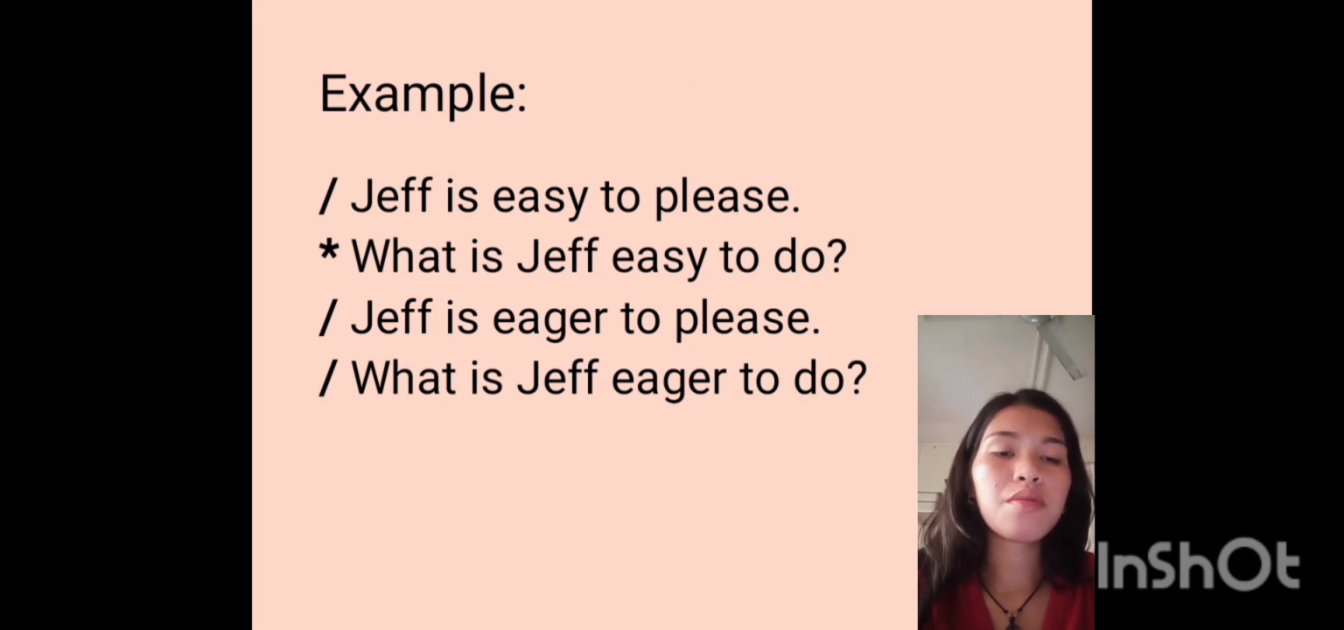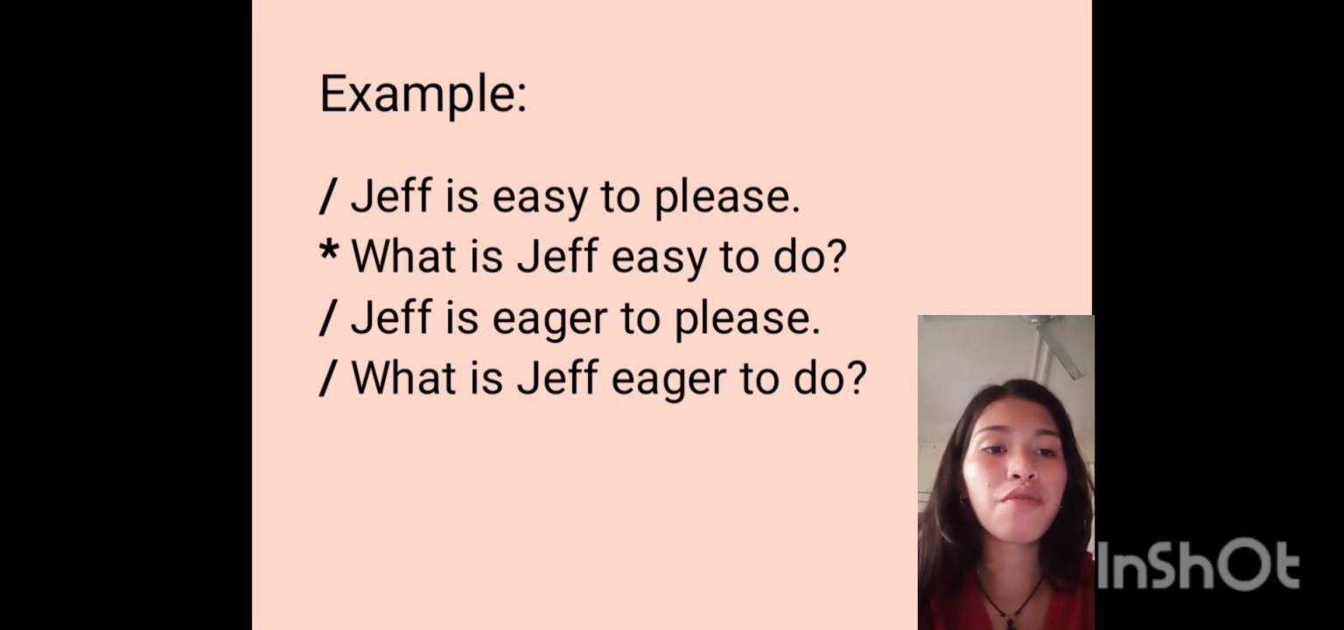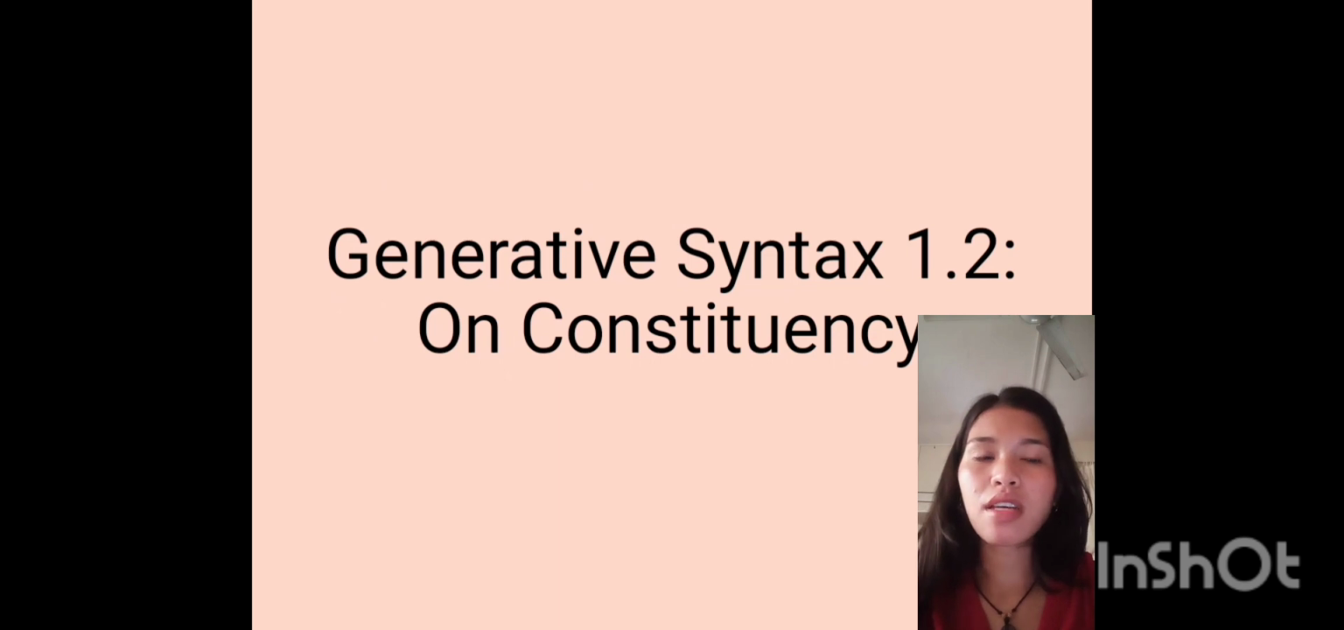As you can observe in my examples, the first one I marked with a check because it follows rule number 3, tough construction. The second, which is the transformation of the simple sentence "Jeff is easy to please" into a question form, "What is Jeff easy to do?", is ungrammatical and unacceptable. But the third and the fourth are acceptable and correctly follow descriptive rule number 3, tough construction. Now let's proceed to generative syntax 1.2, which is on constituency.